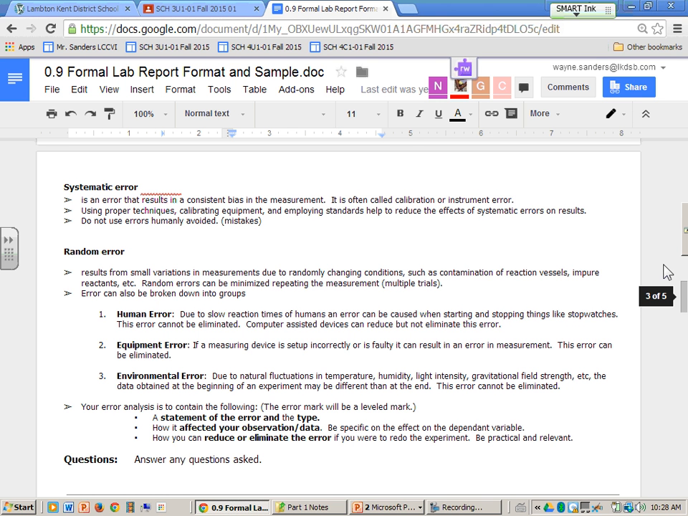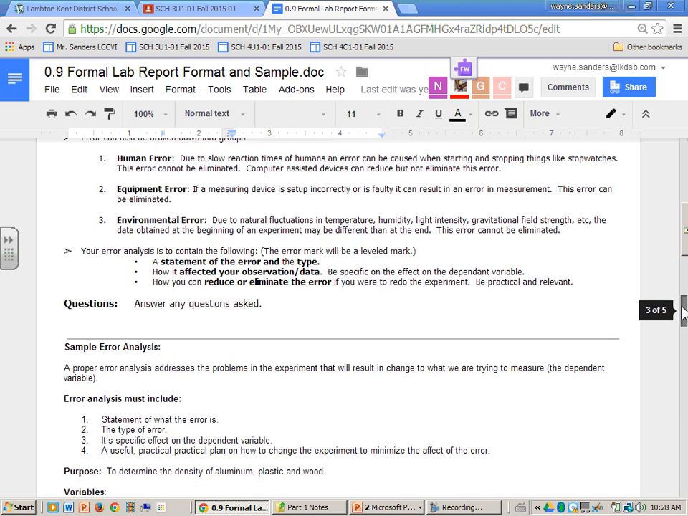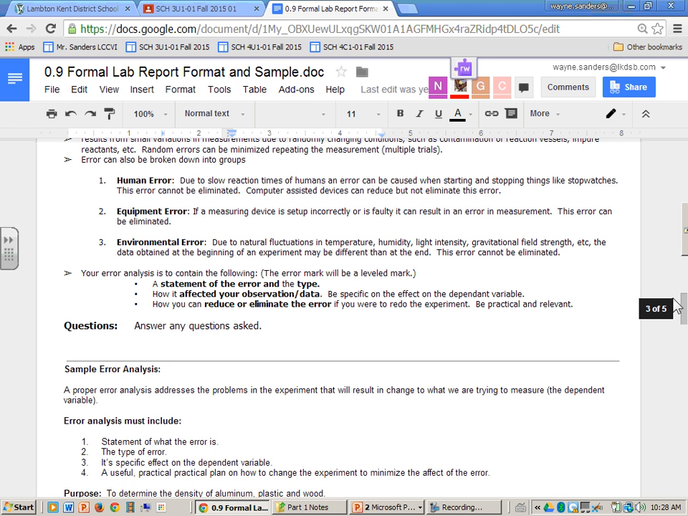Okay. Equipment error, if it's set up incorrectly and it's really wobbly, you know, it might have that because it can wobble back and forth. Environmental error, that's typically the case. Humidity, temperature, light sensitivity, etc. Okay. So how do you do an error analysis? And this part on the very bottom is kind of important here. So when you do an error analysis, you must have these steps in it.